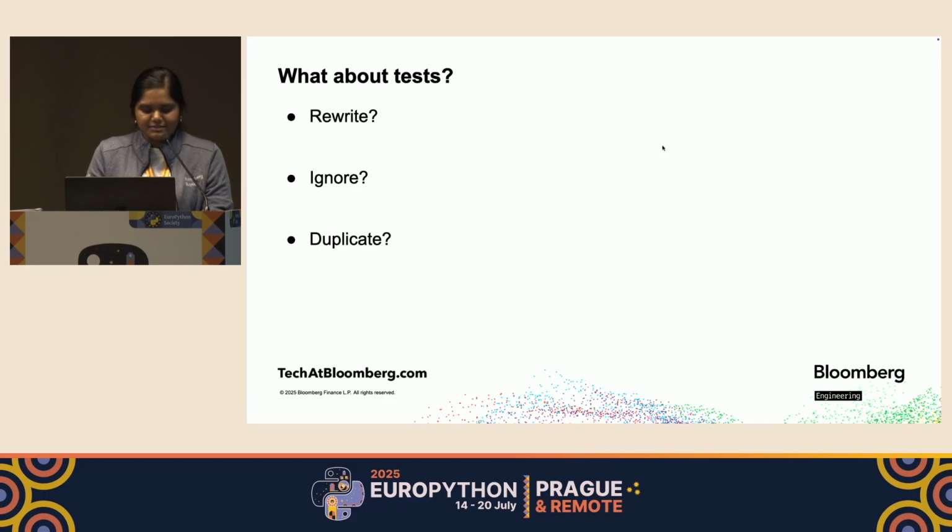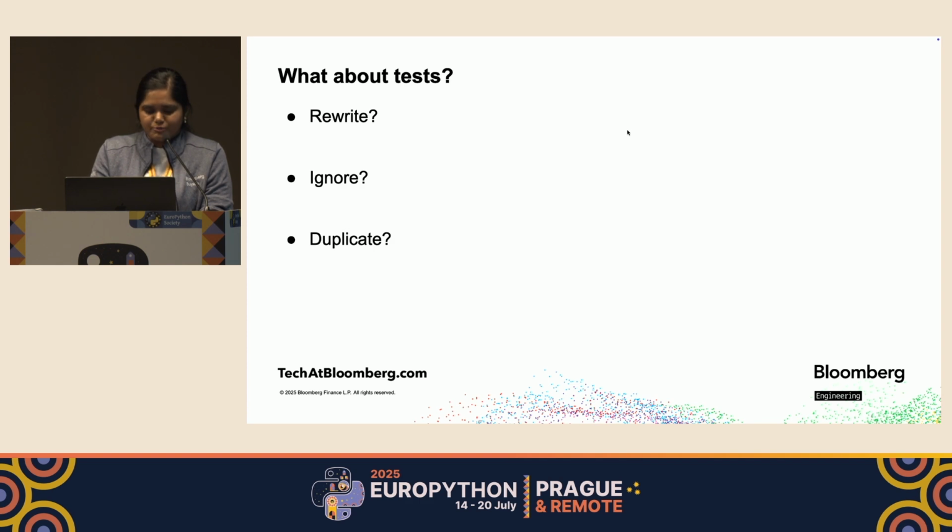Option 3, duplicate. We could duplicate the entire test suite, one for the old API and one for the new API. We will have the full coverage, but also double the test code and double the maintenance, and a growing risk that our tests will drift apart over time.